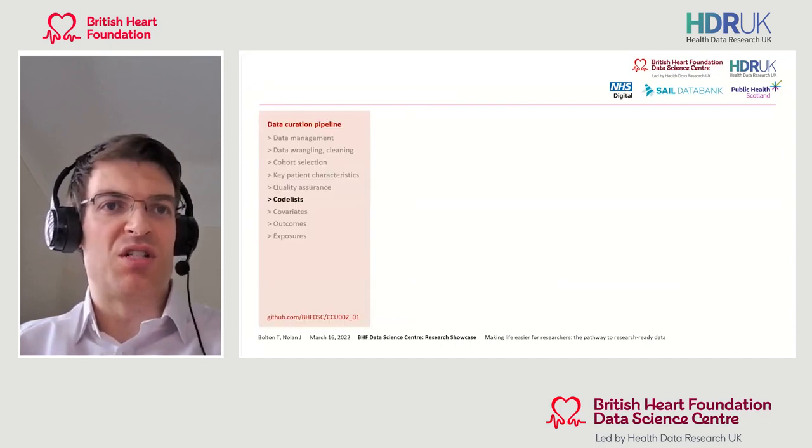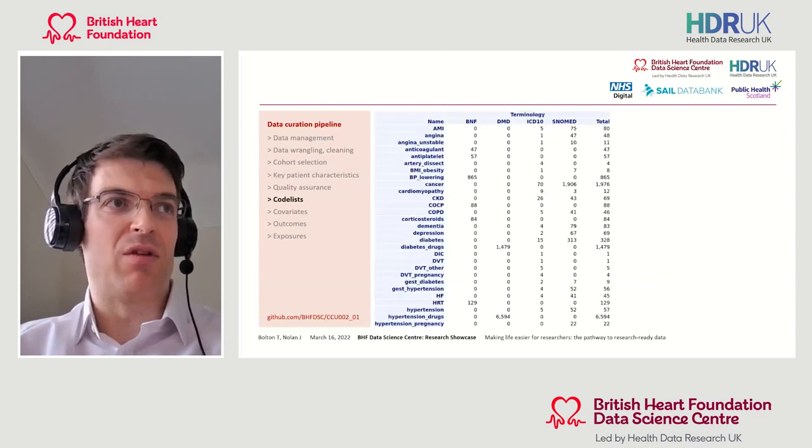So one of the most important stages of the data curation pipeline is constructing the code lists. So here we have the first few dozen rows summarizing the number of codes in our code list by name and terminology. The table actually contains around 60 names, more than 13,000 codes across 4 terminologies, containing a mixture of existing and novel code lists.